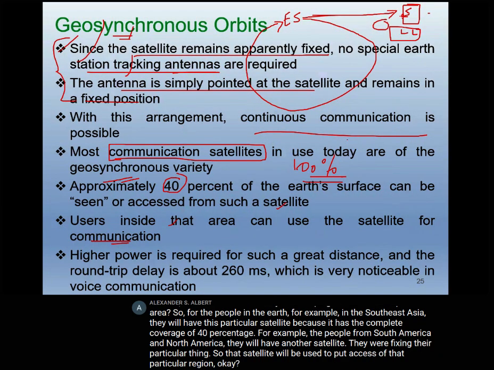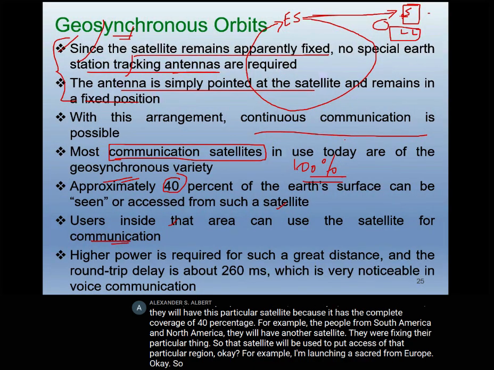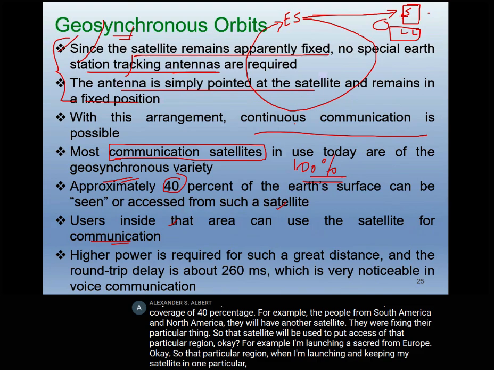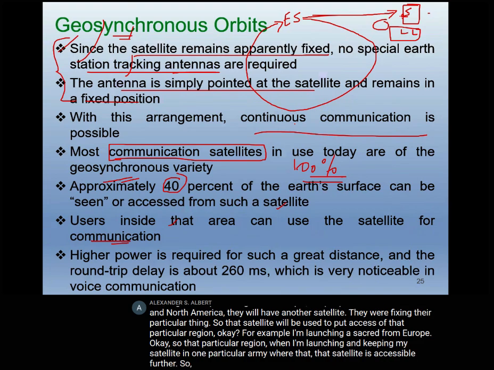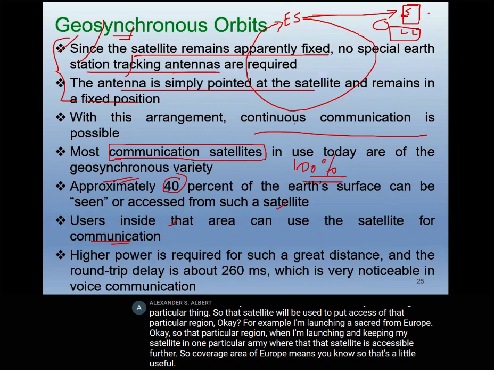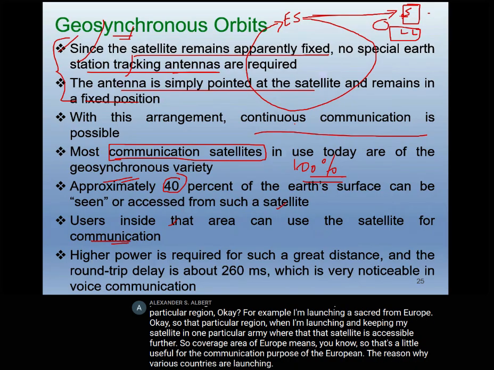For example, I'm launching a satellite for Europe. When I launch and keep my satellite in one particular orbit, where that satellite is accessible for the coverage area of Europe, that satellite will be useful for the communication purposes of the Europe region. This is the reason why various countries are launching satellites.